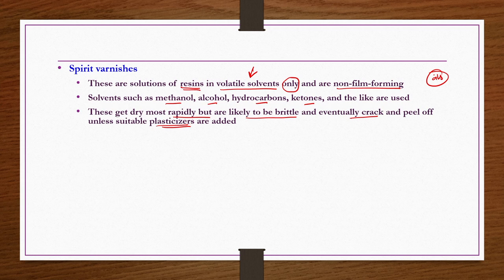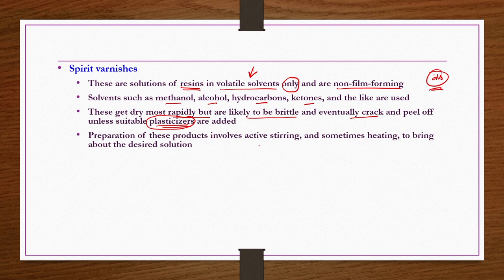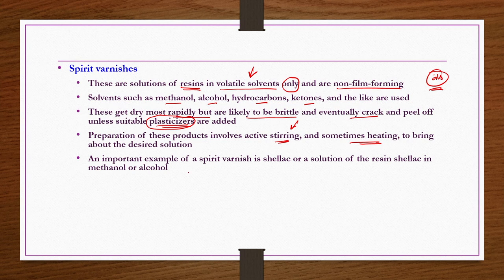So, if you are applying spirit varnishes, most often it is required that you add plasticizers as well along with the oils. Preparation of these products involves active stirring, sometimes heating to bring about the desired solution. Whether it is varnishes, paints or lacquer enamels or whatever industrial coating products, most of them involve proper stirring and mixing. An important example of spirit varnishes is shellac, a solution of the resin shellac in methanol or alcohol. Alcohol here means ethanol.